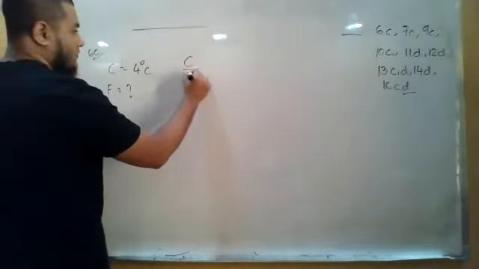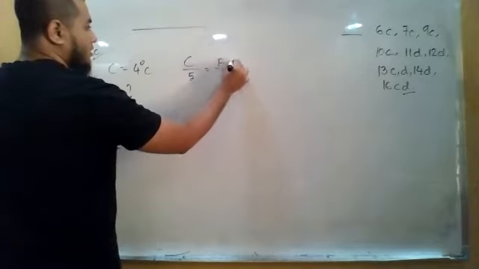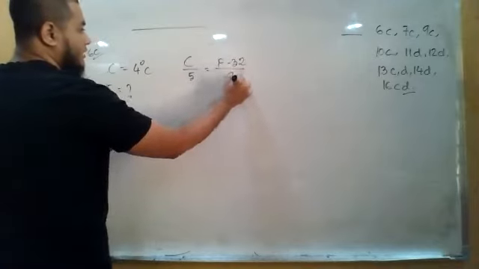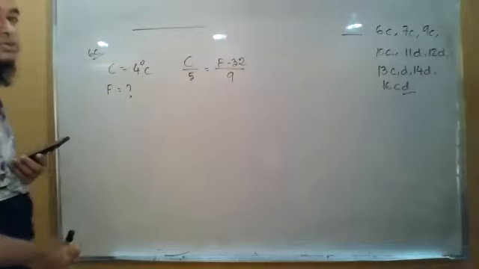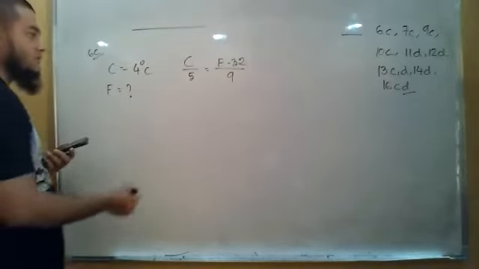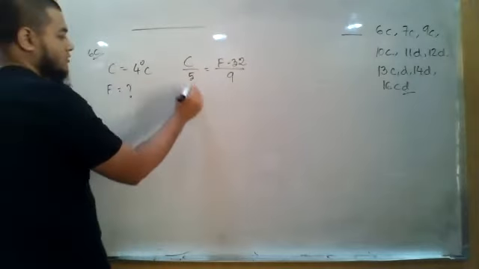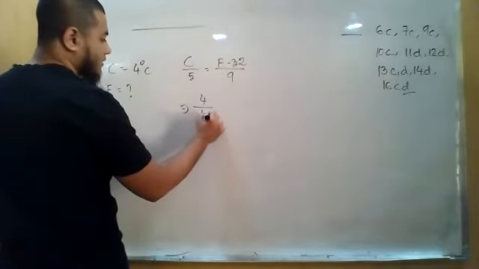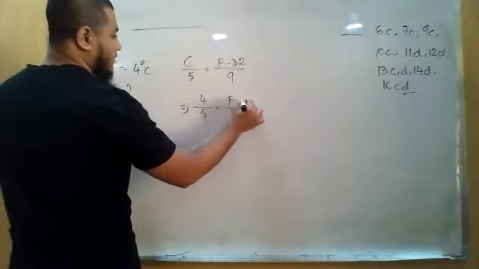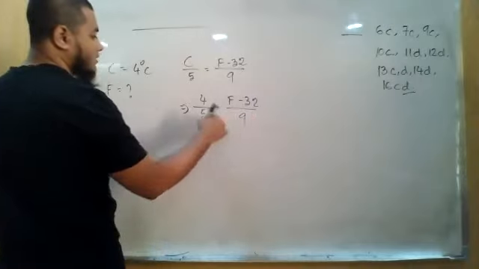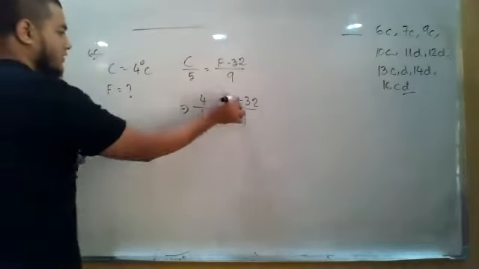C by 5 is equal to F minus 32 divided by 9. This is the relation we know between Celsius scale and Fahrenheit scale. So as we know the degree Celsius value, we will replace the value of C: 4 by 5 is equal to F minus 32 divided by 9. Can you carry out the rest of the calculation and find out the value of F?